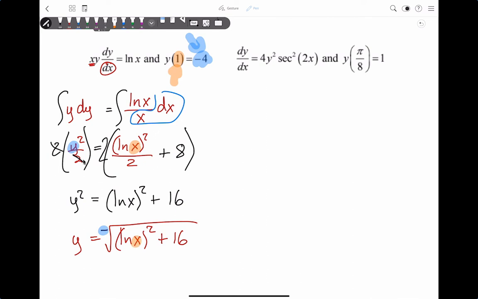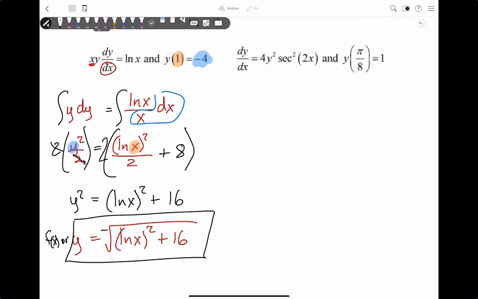Natural log of 1 is 0. Plus 16 is 16. Square root of 16, we get a 4. Therefore, this has to be a negative in order to make that negative 4 occur. So let's go ahead and write it as this, or f of x, however you choose to do this. But needless to say, that is your solution. That's your particular solution. All right, so our last one, and then we'll start going to the forms of AP questions that you'll probably be exposed to on the actual AP exam.